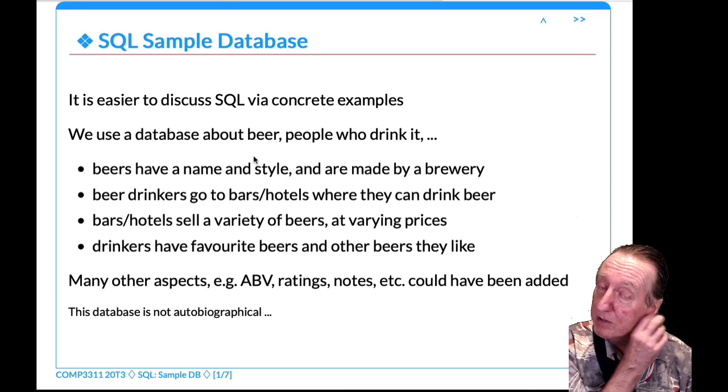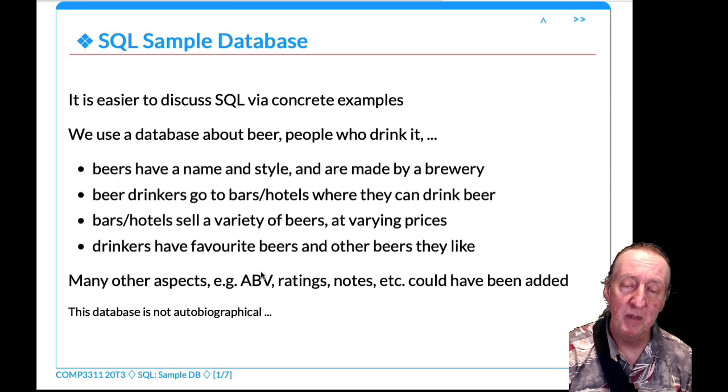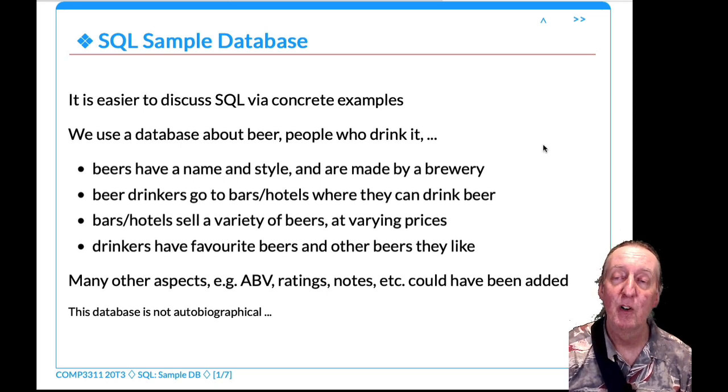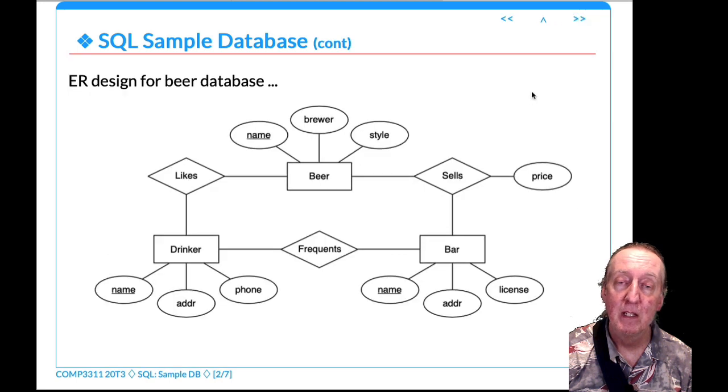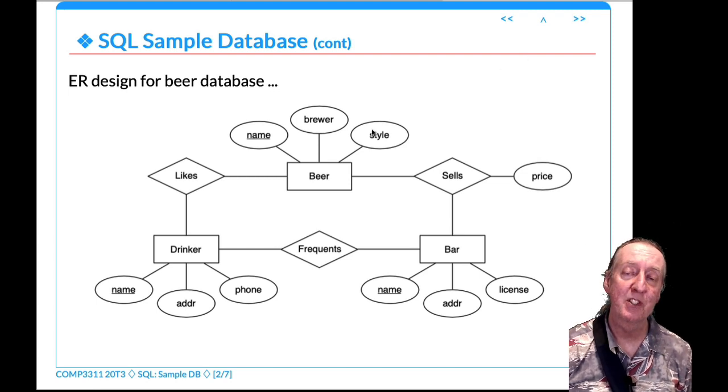So there are a lot of things that we could have added to this database. Could have put the alcohol rating of the beer, the actual rating, how much you like it, rather than just the fact that you like it. Could have added tasting notes, could have added notes on additions to the style. And of course, despite what you may be thinking, this database is not autobiographical of me.